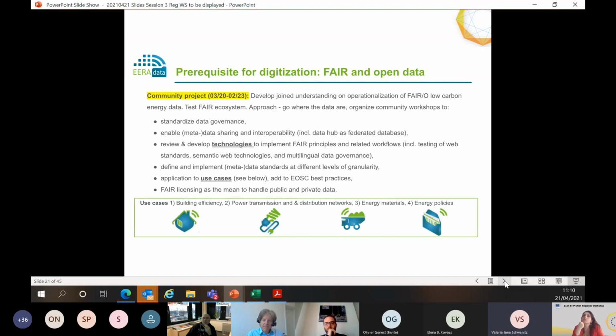And the data technologies we explore include web standards, semantic web technologies, or multilingual data governance. And finally, we are also discussing what needs to be changed to introduce the right incentives for educating and employing future FAIR energy data stewards. Thank you very much for your attention.